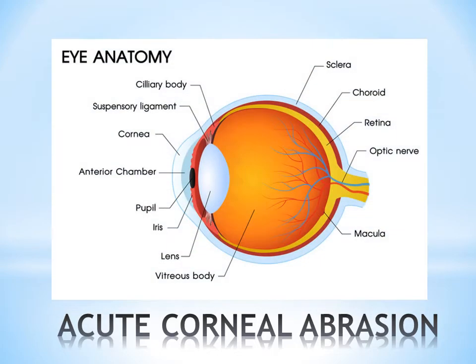The cornea is a transparent dome-shaped window that covers the front of the eye. It covers the pupil, iris, and the anterior chamber. The cornea's main function is to refract or bend light. It is also responsible for focusing most of the light that enters the eye.